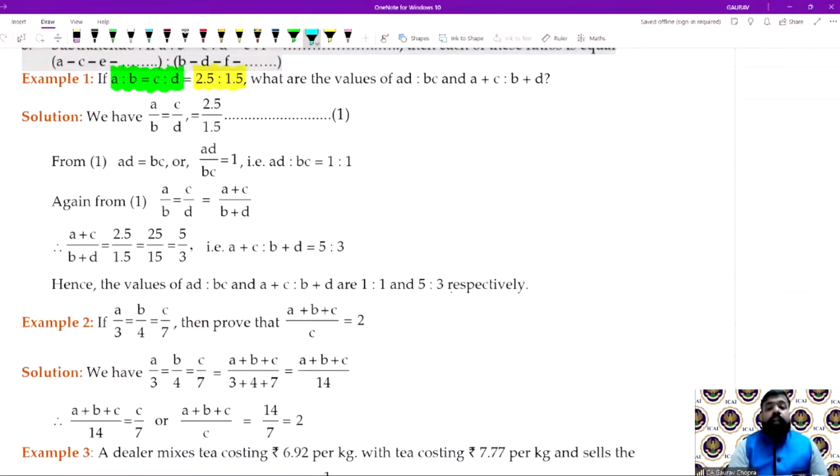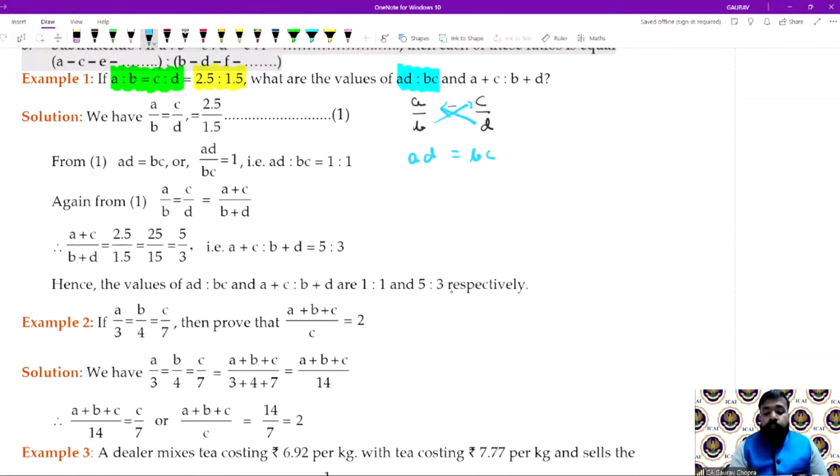So their ratio in terms of value is also given. Now, what is the requirement? Our requirement is find the value of AD ratio BC. AD ratio BC. So let us write them in fraction form first. So A by B is equal to C by D. Now we require A with D. That means we have to do the cross multiplication. So it will become AD. And B and C we require. So again we have to do the multiplication. So it becomes AD is equal to BC.